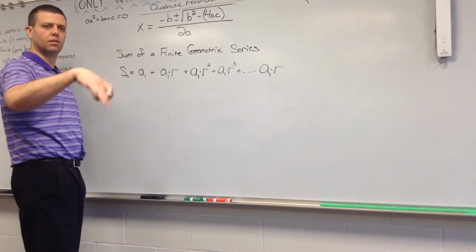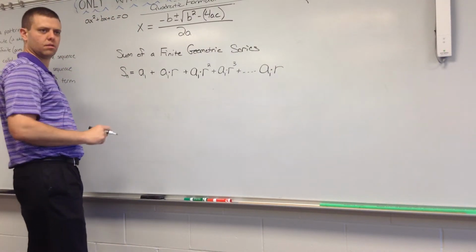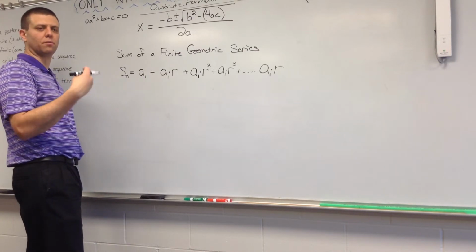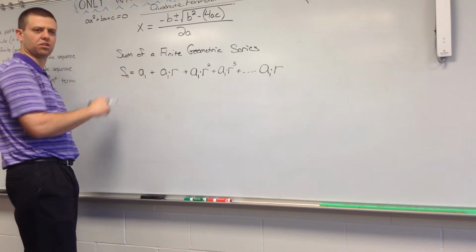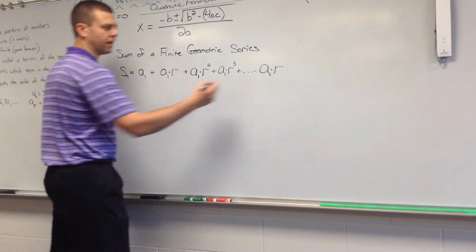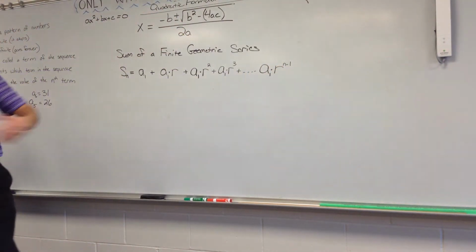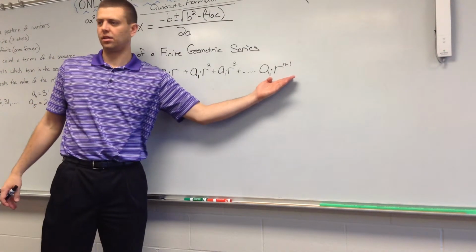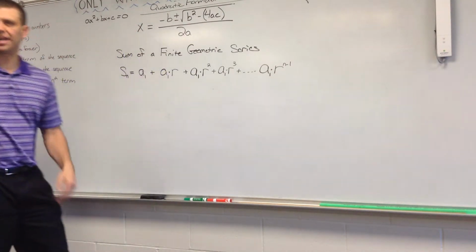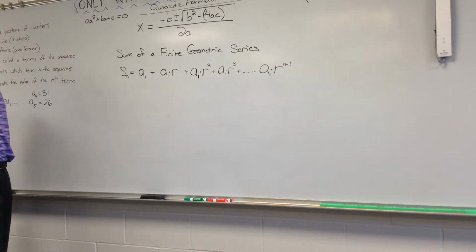Well, not n. So how many times would you have to multiply it by the ratio to get to the nth term? N minus 1 times. Remember how it's always one less? Isn't that the rule for the nth term in the geometric? Yes. Okay, it's kind of important you know that.